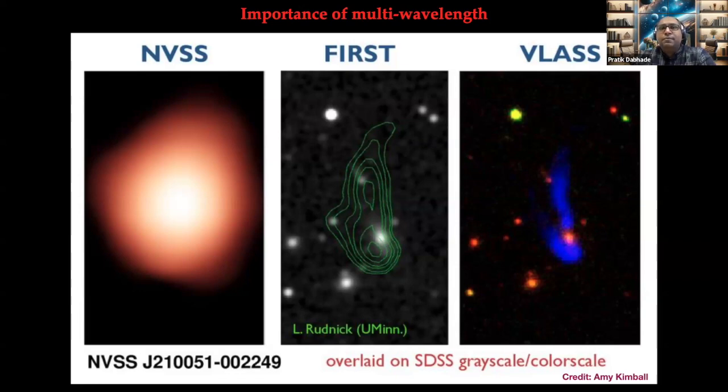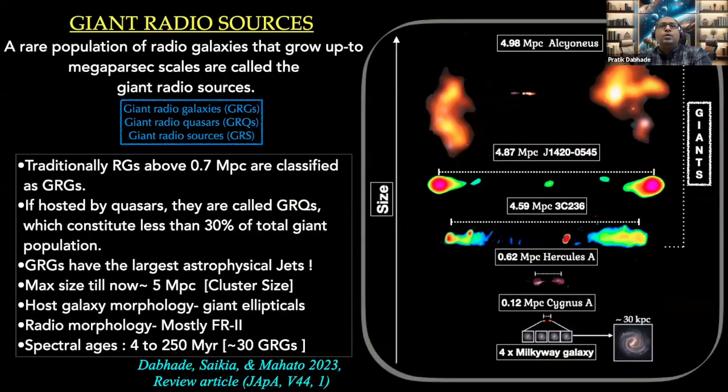For radio galaxies you need deep, high-resolution radio images as well as multi-wavelength optical and IR data to really discern the signs. So now coming to giant radio galaxies.